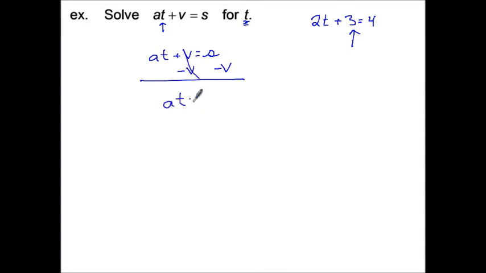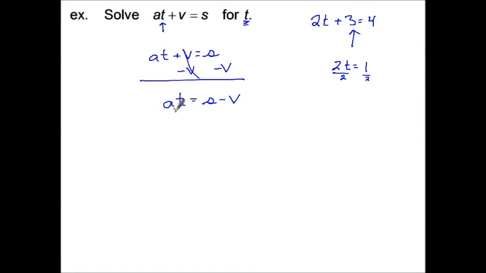So now I've got at equals an s and v. Well, those are two different letters. They're definitely not like terms. So just leave it as s minus v. Okay, same thing here. If I would have subtracted that 3, I'd be looking at 2t equals 1. Okay, well in this case, whatever number is attached to that letter, I need to divide by. So in this case, I would divide by 2.